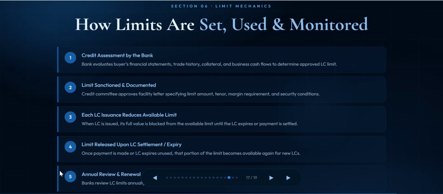Then annual review and renewals. This annual renewal is about whether the limits are utilized or not. The annual review has to be done on whether to increase or decrease the limit based on the payment patterns and the creditworthiness of the customer. When I say customer, it's basically the company, the applicant company.